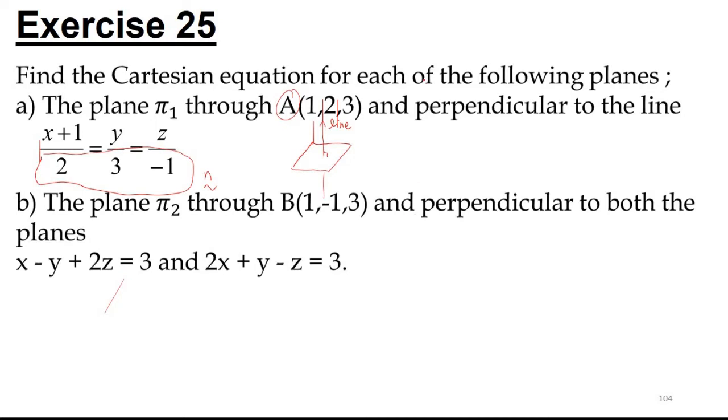Okay, I will just give the answers for this one. For question A, you should get 2x plus 3y minus z equal to 5. Okay, for the one below, B, you will get negative x plus 5y plus 3z equal to 3. Okay, these are the answers for this.